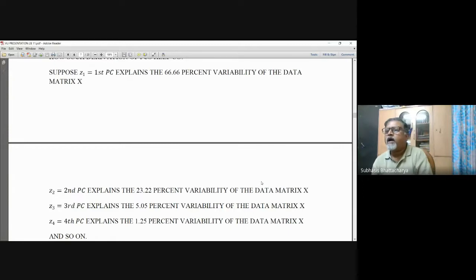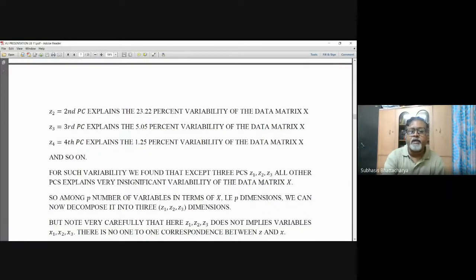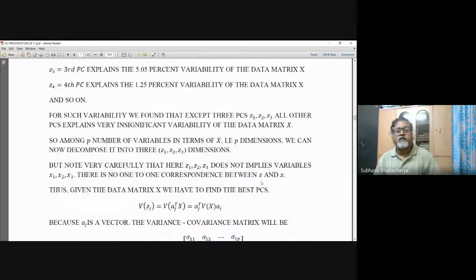So if you have P number of variables, then you get P number of principal components, but they will be arranged in terms of the variability. Among the P number of variables, we get P dimensions, and we can now decompose it by lowering the number of dimensions to Z1, Z2, Z3. That is, we are considering it in terms of 3 dimensions. So this is the main story.